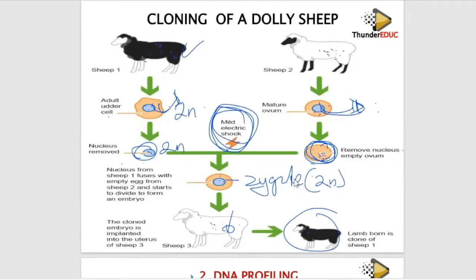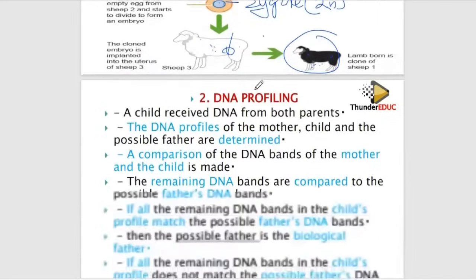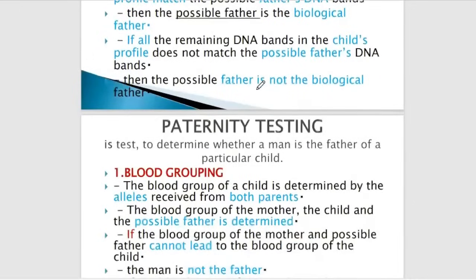Mild electric shock. And then which of these two sheep will this one resemble? Sheep 1. Give a reason for your answer: because we used its nucleus, or the genetic material, to produce the sheep. So when they ask you such questions, they're not that difficult. You'll be able to answer and get it right.